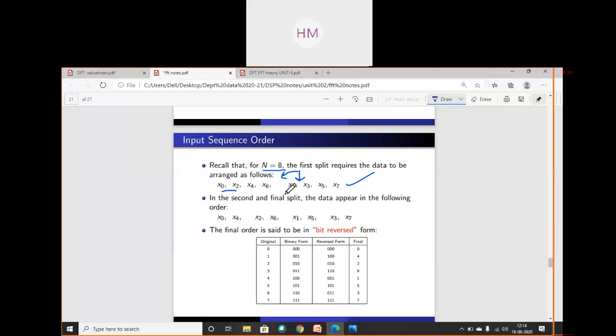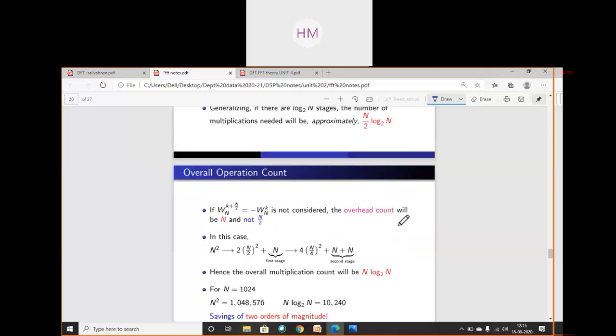Clear? In the second and final split, we are continuously decomposing the inputs to get the FFT. So the first stage decomposition is 4, 4. Then I will decompose into 2, 2, and then I will get the original single signal. The second and final split is x0 combined with x4, x2 combined with x6, x1 with x5, and x3 with x7. Clear?